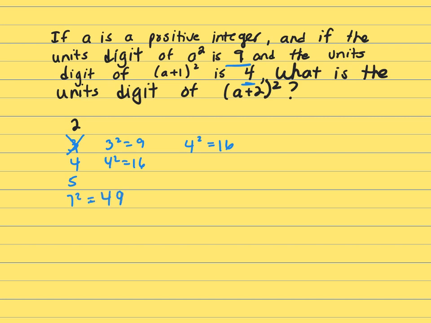Okay, but let's look at a plus 1. A plus 1, 7 plus 1 is 8. 8 squared is 64. That's looking good. What is the units digit of a plus 2? Well, I'm letting a be 7. 7 plus 2 is 9. 9 squared is 81, and the units digit is a 1. Okay?